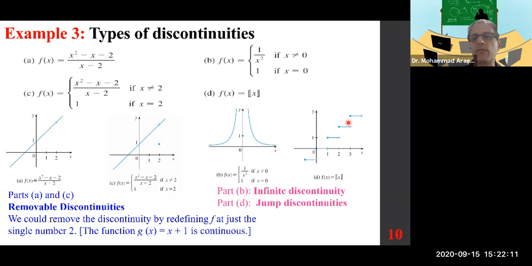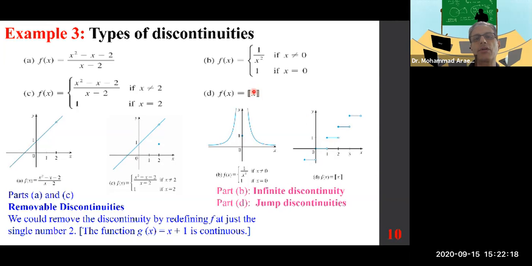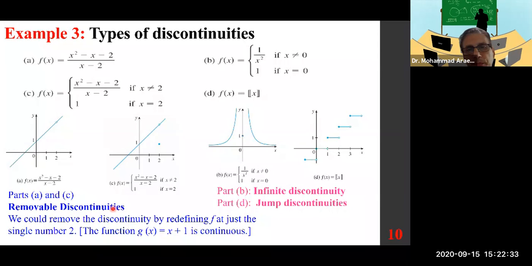Now this one is a jump. In fact, you have infinitely many jumps, okay? This is the greatest integer function. Greatest integer function, you have infinitely many jumps. This is a jump. So we could remove the discontinuity in the case of the removable discontinuities, okay, by redefining them. And that's the main difference between the 3 types.